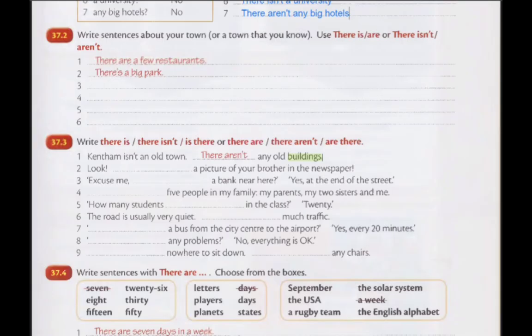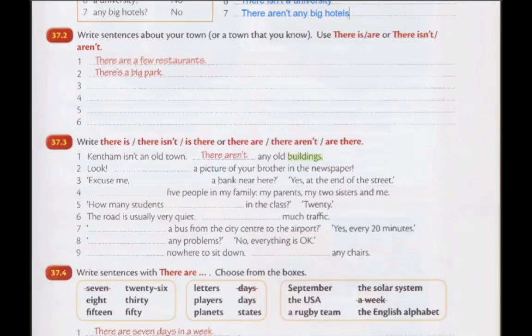Here, excuse me. Is there a bank near here? Why do I use is there? Because it's a bank. It's singular. Five people, it's plural. There are five people in my family, my parents, my two sisters, and me. How many students are there in the class?